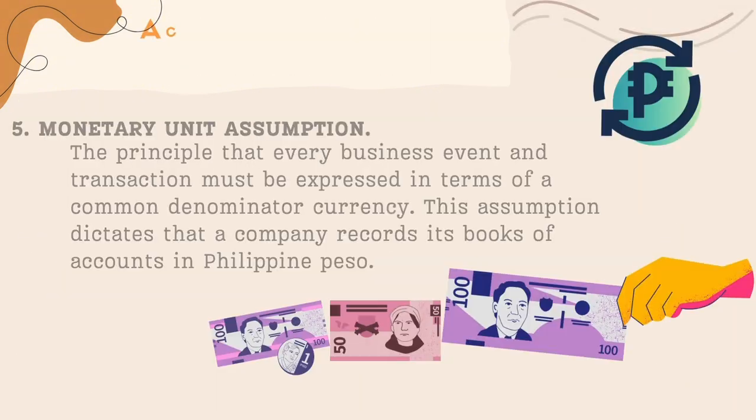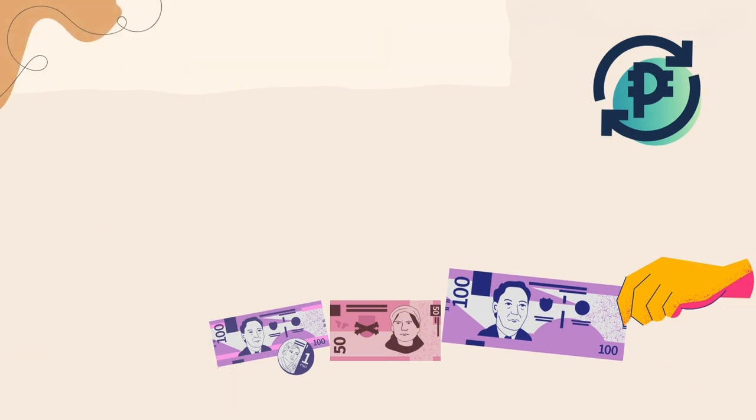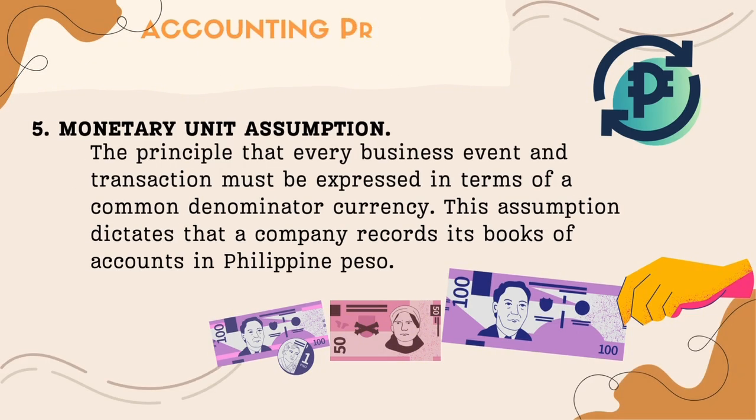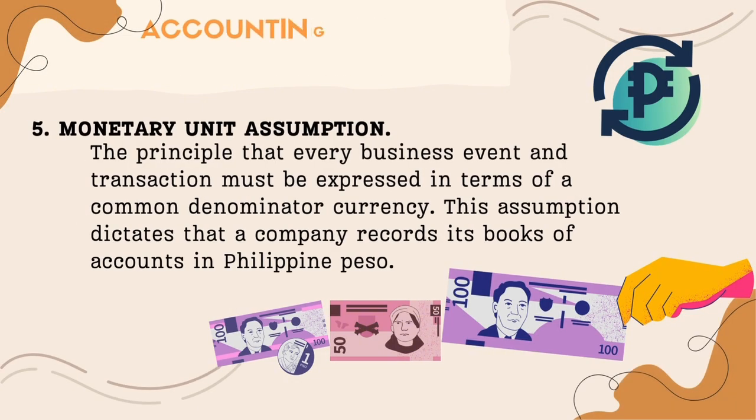Now, the next principle is the monetary unit assumption. The principle that every business event and transaction must be expressed in terms of a common denominator currency. This assumption dictates that a company records its books of accounts in Philippine peso. So, mag-record ta class, since naman ta sa Pinas, it must be in Philippine peso.